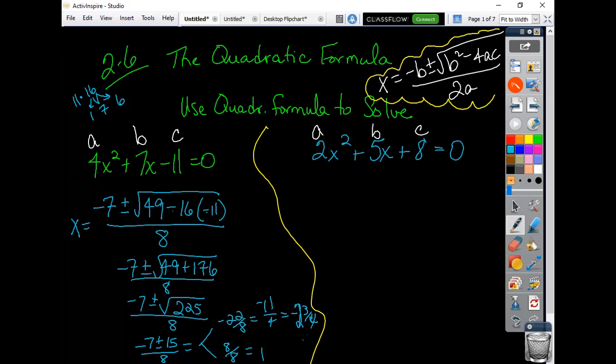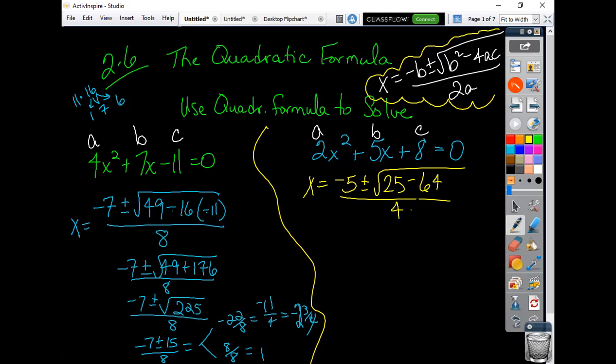Let's take a look at the second one. So x equals negative b right there, plus or minus the square root. B squared would be 25. Minus 4 times 2 is 8. Times another 8 would be 64. All over 2a. 2 times 2 is 4.